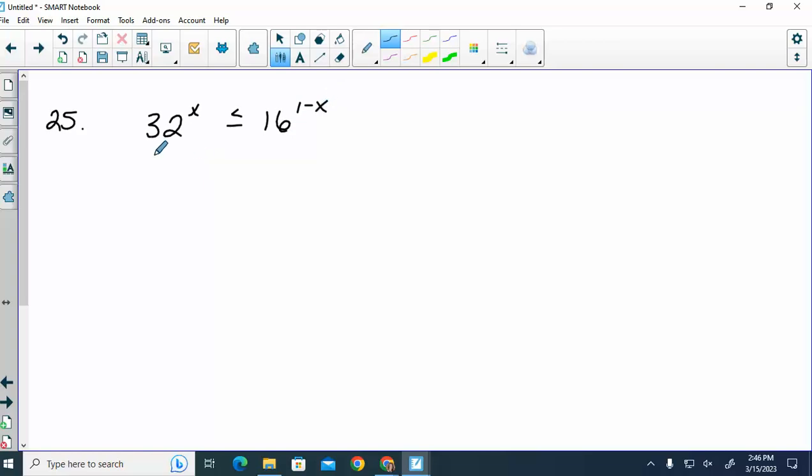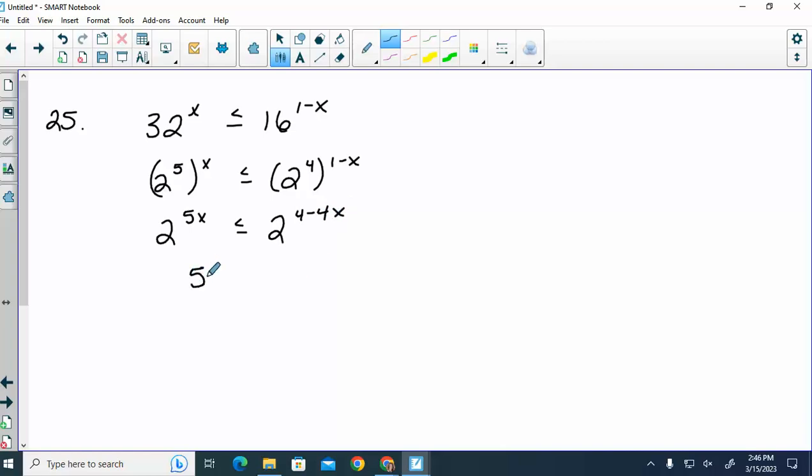Alright, so 32 and 16, what's my common base? 2. So 32 is 2 to the, 16 is 2 to the, so this is 2 to the 5x less than or equal to 2 to the 4 minus 4x. Since my base is greater than 1, we just keep them as is, so we get 9x less than or equal to 4. So x is less than or equal to 4/9. So how do we write that?